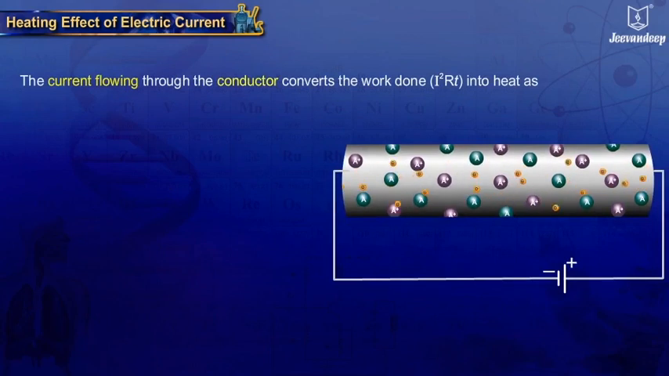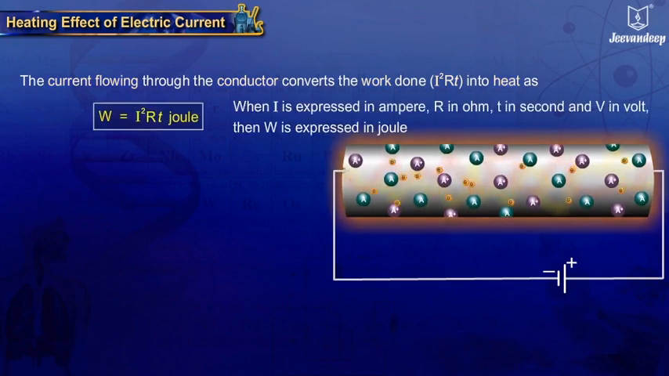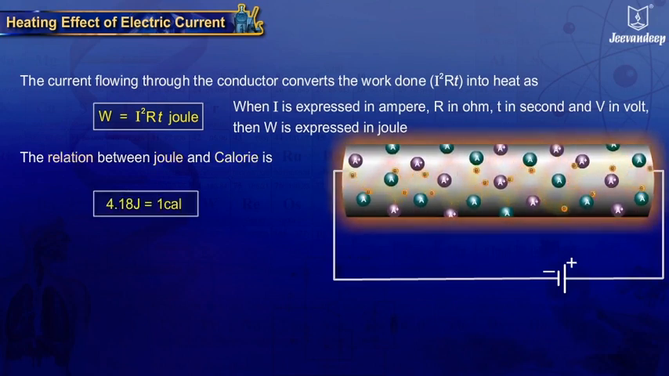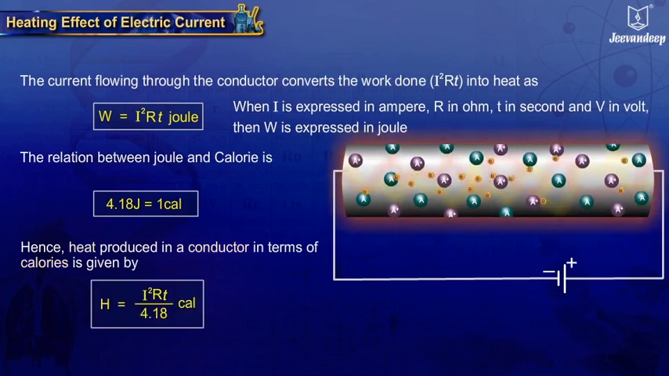The current flowing through the conductor converts the work done, I square RT, into heat, which can be calculated as W equals I square RT joule. The relation between joule and calorie is 4.18 joule equals 1 calorie. Hence, heat produced in a conductor in terms of calories is given by H equals I square RT upon 4.18 calories.